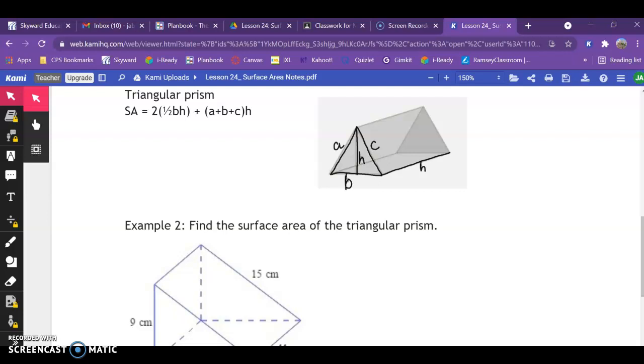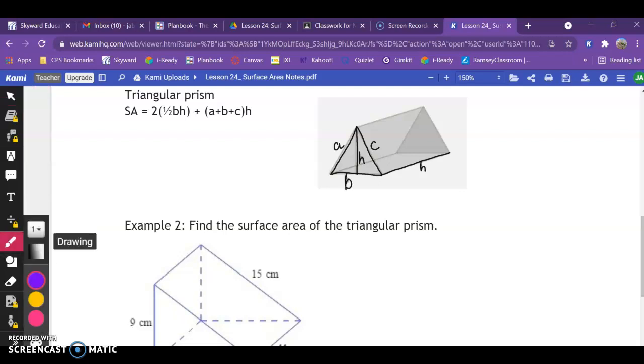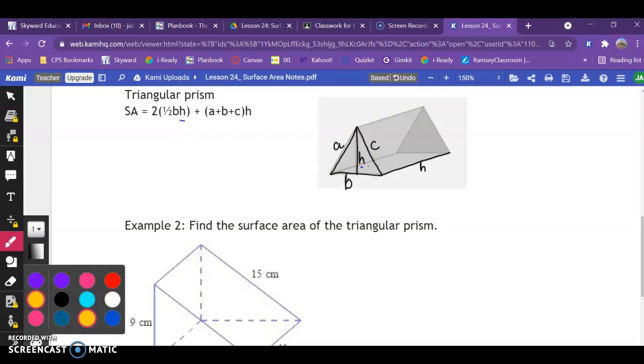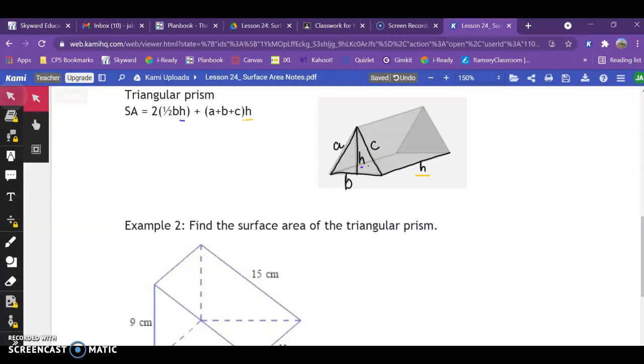And then you're going to times it by how tall the prism is. So the H inside of the parentheses right here is this H right here. And then the H back here is how tall the actual prism is, and that's that H back there. So make sure you remember which H goes with what part of your formula.